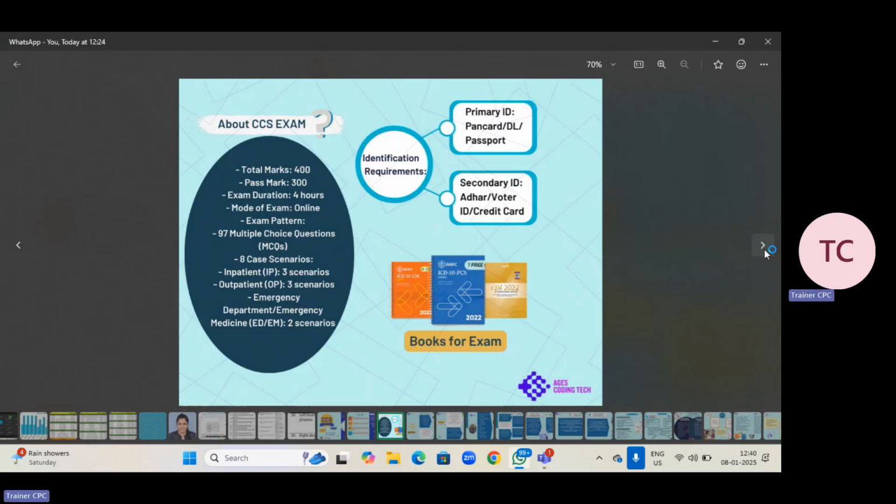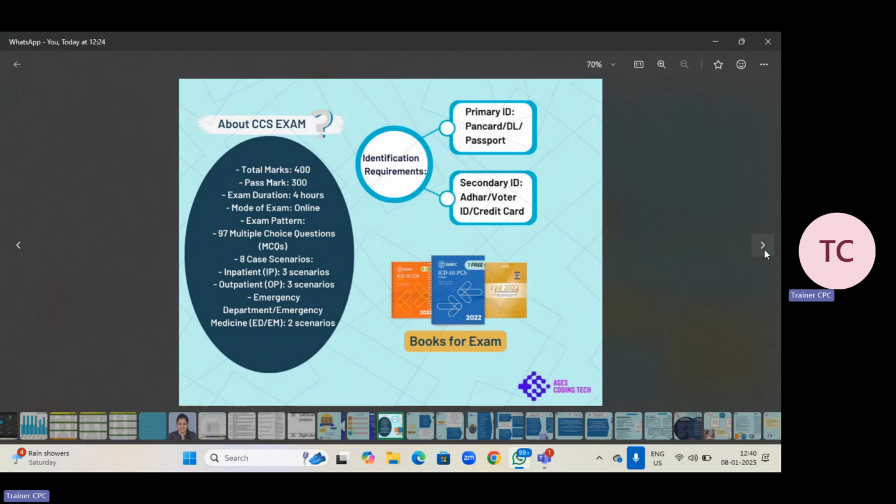Out of these 8 case sheets, 3 case sheets will be from the inpatient record, that is inpatient admission IPDRG case study, and 3 case studies will be from outpatient scenario. For outpatient scenario, we have to take ICD code and CPT code, whereas in the case of inpatient chart, we have to take ICD code and ICD-10 PCS code. And next, 2 case sheets from the emergency department. So totally, you will be getting 8 case studies. This is your pattern, 97 multiple choice questions and 8 case studies.